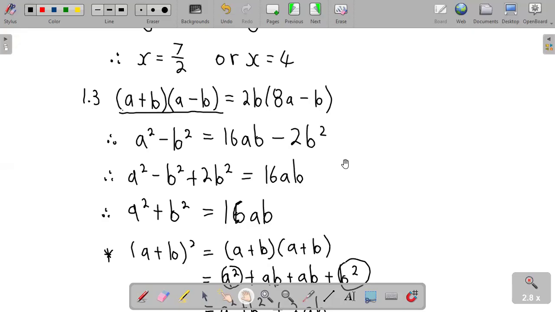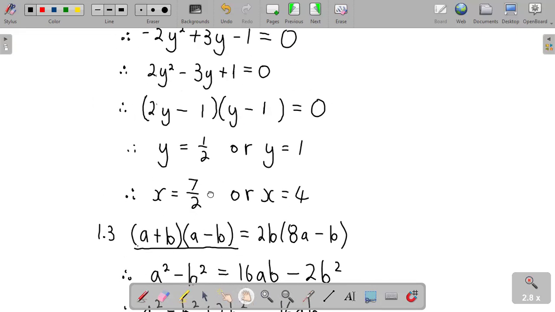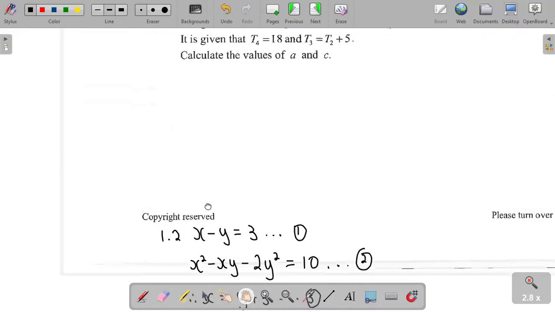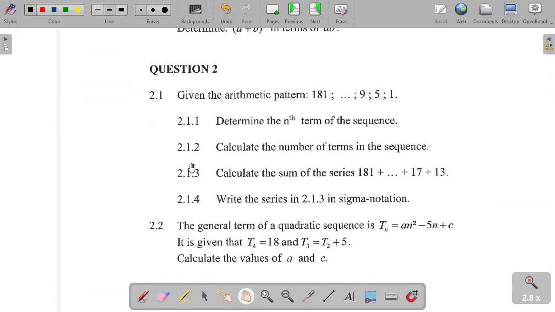Okay. So let us get to question 2. I think that we're done with question 1. So given the arithmetic pattern, 181, then 9, 4, 5, 5, and then 1. We can see that the difference here is what? There's a constant difference here of what? -4.